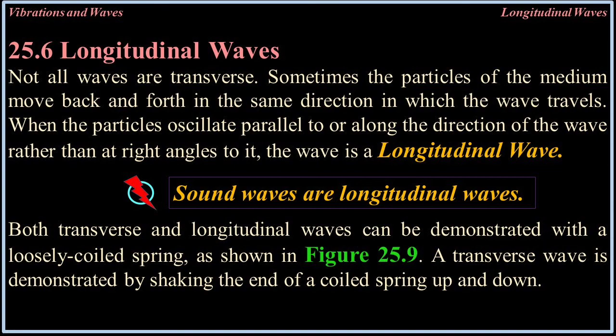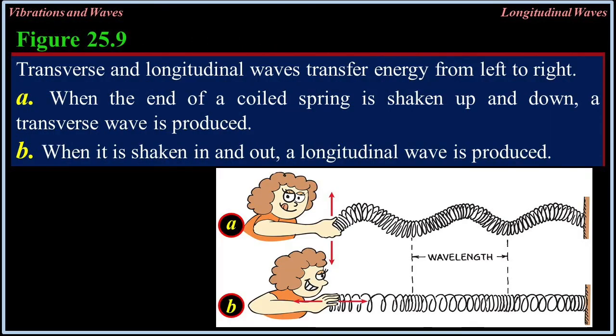25.6 Longitudinal waves. Not all waves are transverse. Sometimes the particles of the medium move back and forth in the same direction in which the wave travels. When the particles oscillate parallel to or along the direction of the wave rather than at right angles to it, the wave is a longitudinal wave. Sound waves are longitudinal waves. Both transverse and longitudinal waves can be demonstrated with a loosely coiled spring, as shown in Figure 25.9.